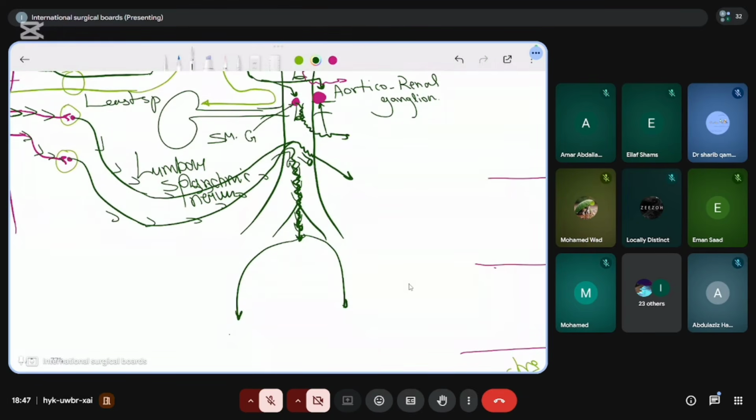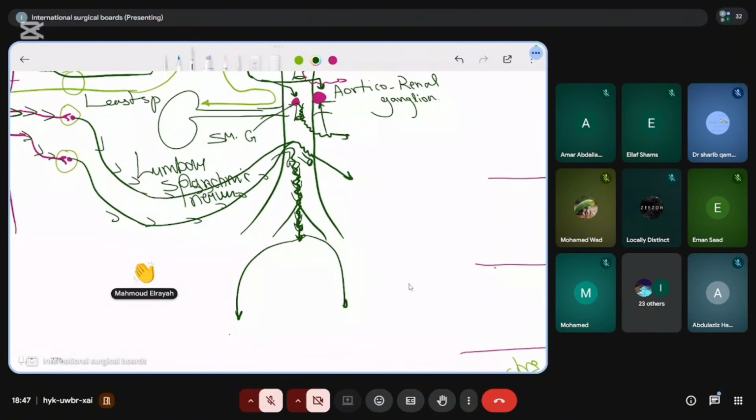So in the exam, if they ask which of the following is damaged that leads to loss of ejaculation, if you answer lumbar splanchnic, that's correct. If you answer spinal cord injury L1, L2, that's correct. If you answer hypogastric nerve, correct. All of that is correct because all of that is in the pathway.